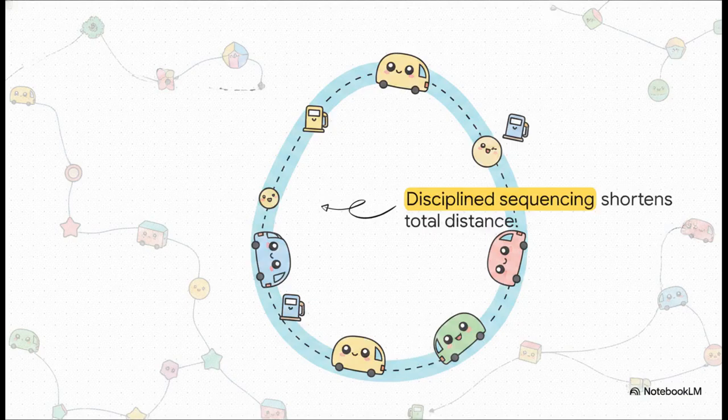Now that teardrop concept requires some serious disciplined sequencing to shorten your total distance. By mapping out points sequentially in an overlapping loop format, you ensure shorter distances and fewer vehicles. Plus, you avoid unnecessarily crossing your own paths, which is a huge waste of time.